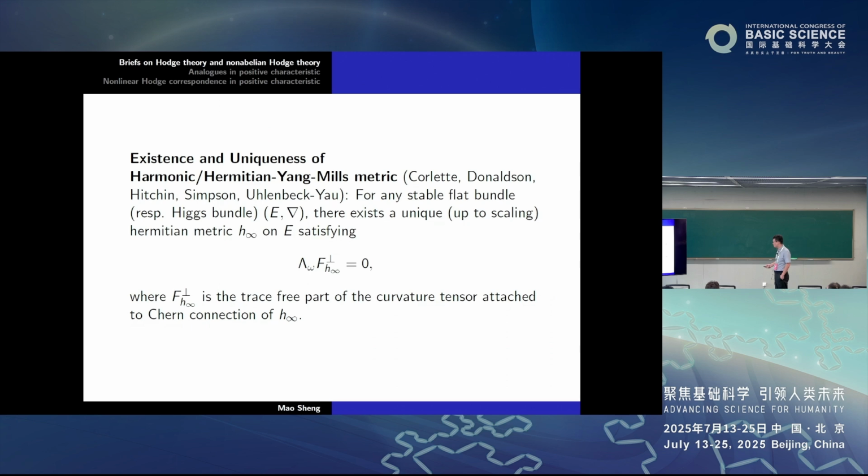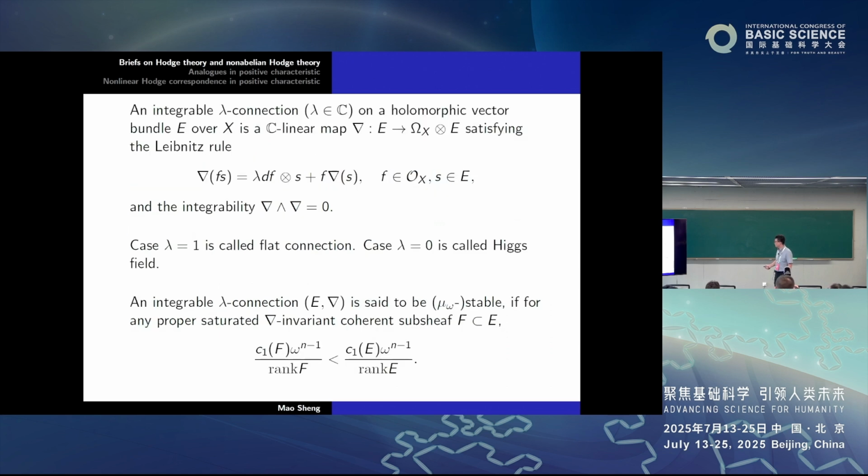Where's lambda? Lambda disappears because I take the perp. So if you take the trace-free part. Where's lambda? So the lambda appears above. Here we have a lambda.